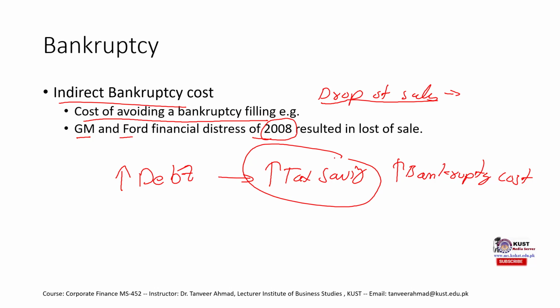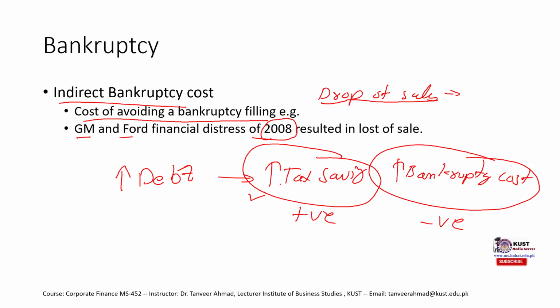This is the positive part of having debt, and this is the negative consequence of having debt. So in the previous MM theory, although we considered the positive aspect of having debt, that is the tax shield, we haven't yet considered bankruptcy cost. In previous theories, we always assumed that there is no bankruptcy cost, that you can keep on increasing debt, but that would not increase your chances of going bankrupt. But let's consider this aspect because it's related to debt.